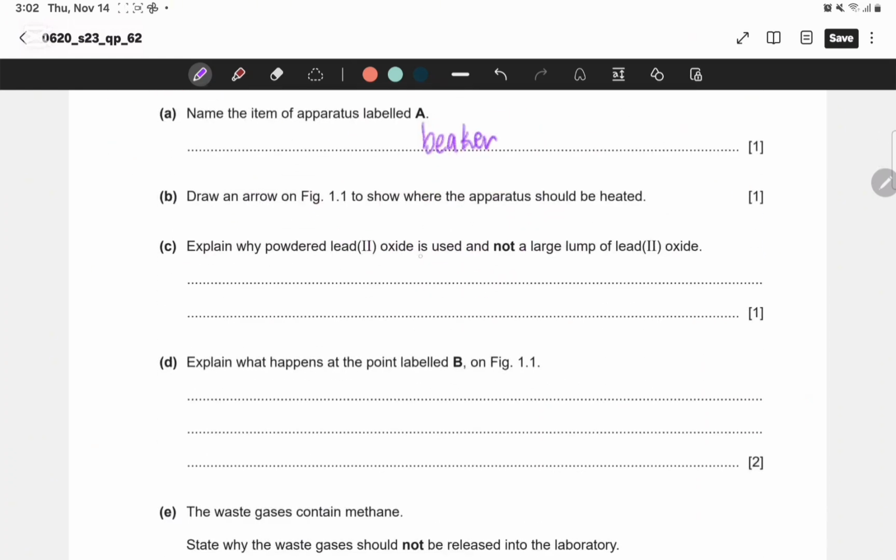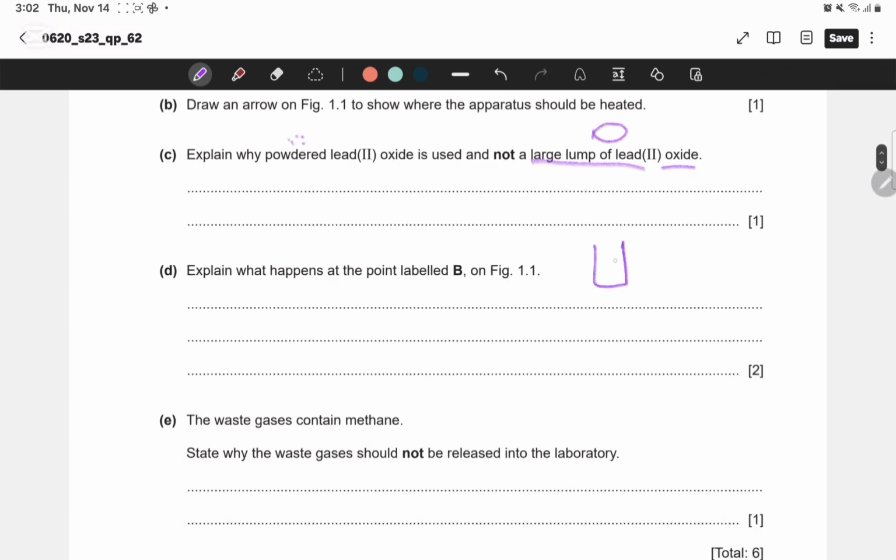Explain why powdered lead oxide is used and not a large lump of lead oxide. So why do they use powder instead of a large lump? Now think. What's the difference between powder and a large lump? Surface area, right? So why does surface area matter that much? Think of it this way. Let's say I have some tea over here and I want to add some sugar. I can either add a sugar cube or grains of sugar. Which one's going to dissolve faster? The grains of sugar. Why? Because of the larger surface area. Okay? So it's going to react faster and the rate increases.